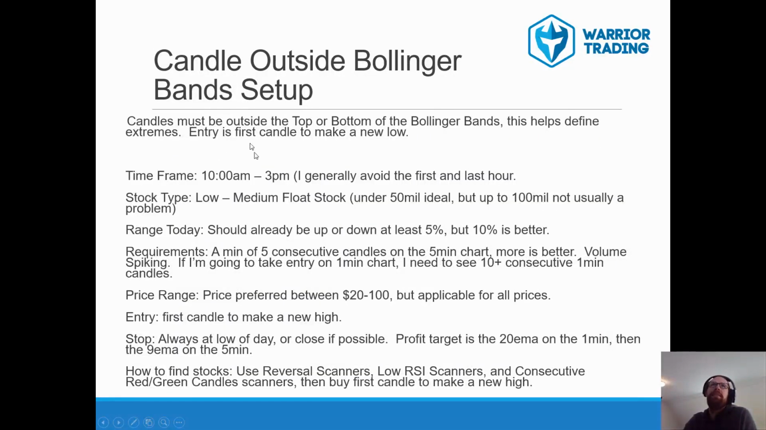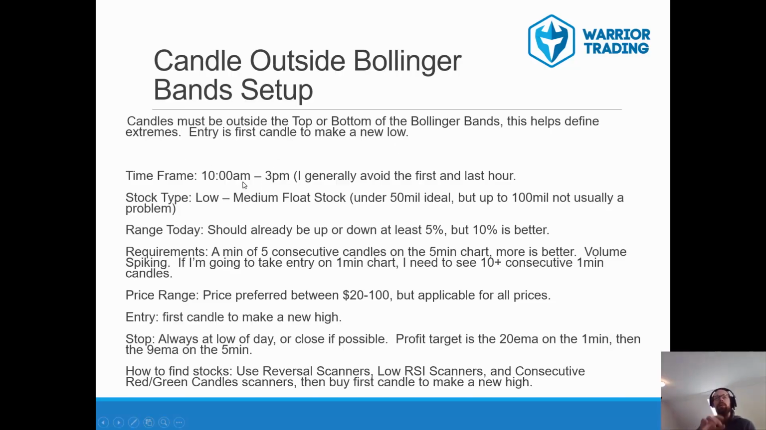So the Bollinger Band setup. Candles must be outside the top or bottom of the Bollinger Bands. This helps define extremes. The entry is the first candle to make a new low for candles that are going up, or the first candle to make a new high when you've got a downtrend. Time frame is from 10 a.m.